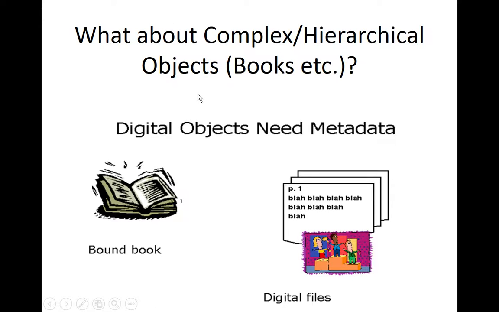Here's another pictorial representation of a digital object needing metadata. We talked about a bound book, but in the digital world, you may have many digital files to represent that bound book, or a digital book. So you're going to need metadata to ensure that all those files get rendered in the correct way and that they don't get mixed up on the web.